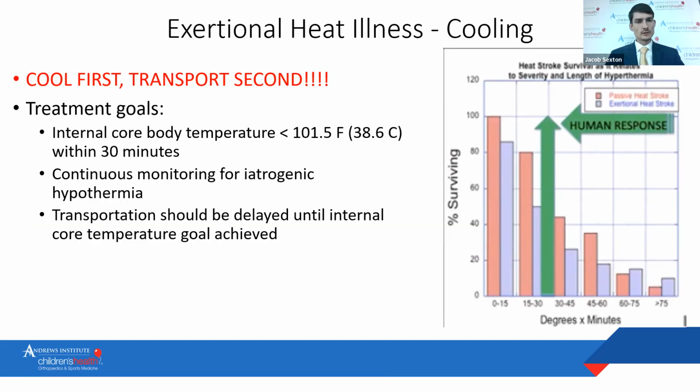Now we're going to talk about cooling with exertional heat illness, as we already talked about cold water immersion. If you pick nothing else up from my heat-related exposure part of this lecture, please pick this up: the most important part is to cool the athlete first and transport second. As we discussed earlier, the number one indicator for death is how long the internal core body temperature is greater than 104.9. And the internal core temperature goal with cold water immersion is a temperature less than 101.5 degrees Fahrenheit.